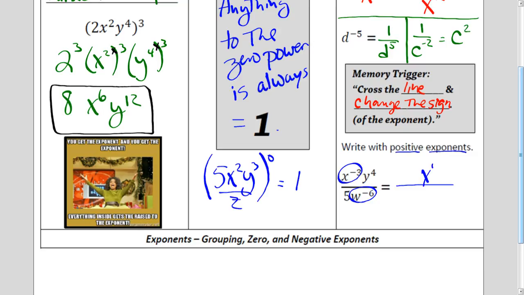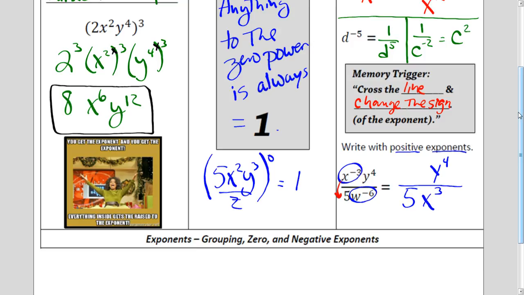Y to the fourth, oops, that looks like an X. Sorry. So you get y to the fourth. That's better. So that's going to stay. The 5's going to stay. But again, remember, this is going to move down. And when that moves down, the sign changes. Because when you cross the line, you change the sign. So you're going to get x to the third.